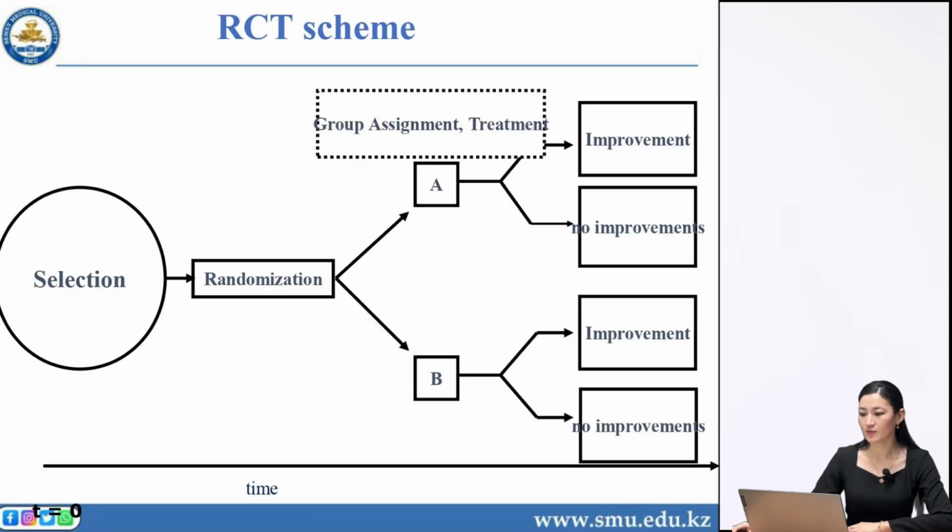You can see a scheme of a randomized controlled trial. First we will select a selection group, then we will do randomization and divide into two groups, A and B, and we will compare the effectiveness of each drug or each method, in which group there was more improvement.